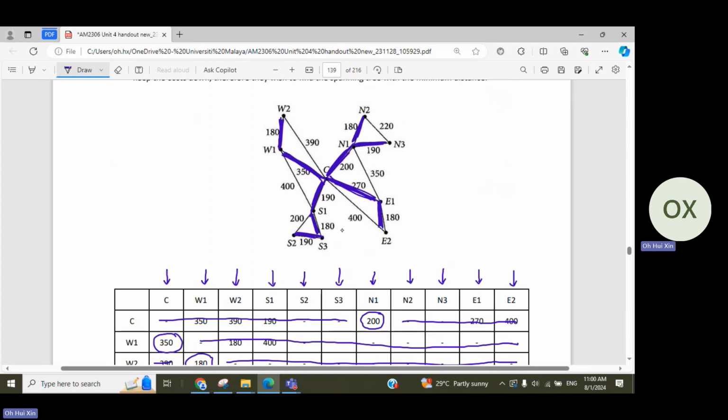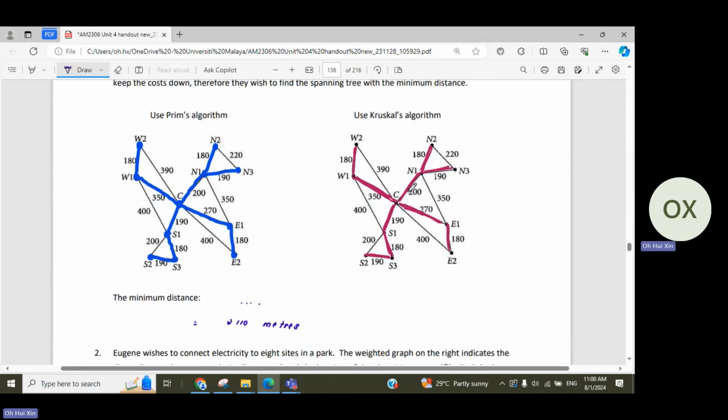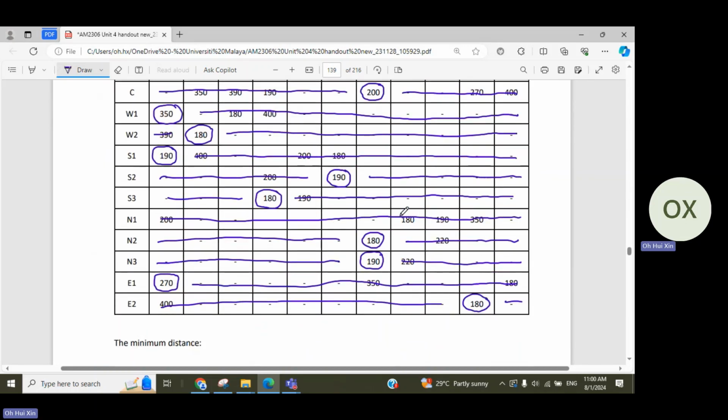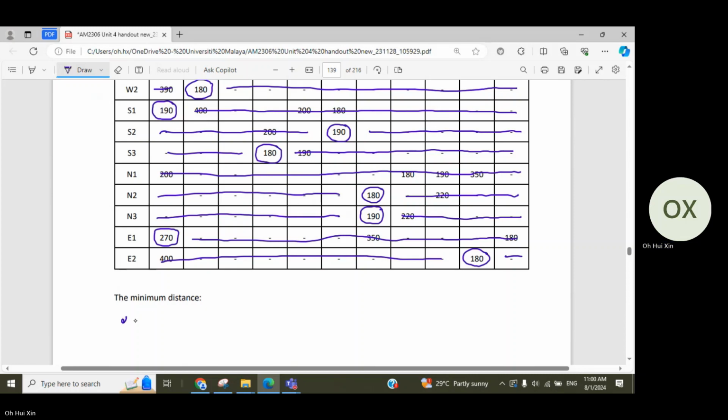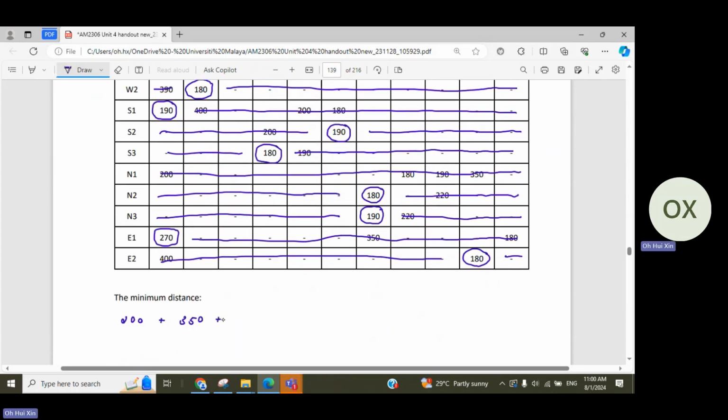You can see that there's no cycle created and you have already involved all the vertices here. You should realize that this answer is the same as the one that you got here. So we are going to write down all the numbers that are involved: 200, plus 350, plus 180, 190, 190, 180, 180, 190, 270, and also 180. From that, you should be able to get 2110 meters, which is exactly the same as the previous one.